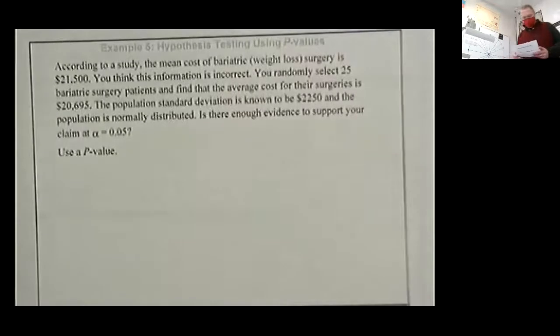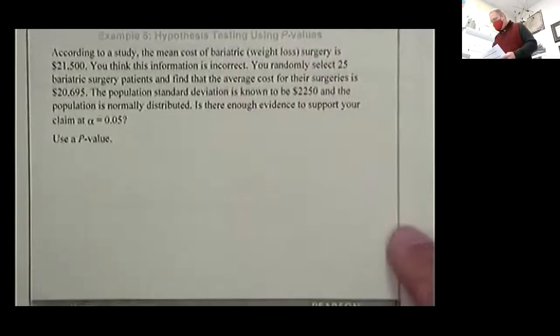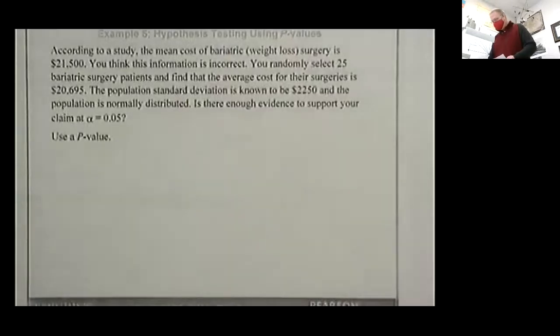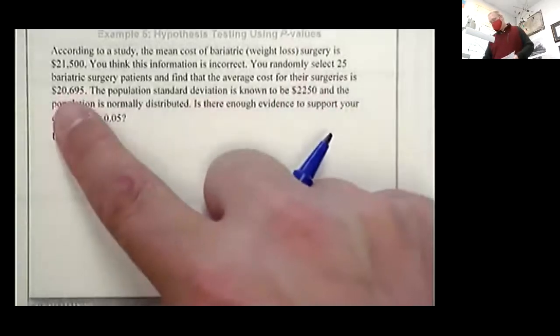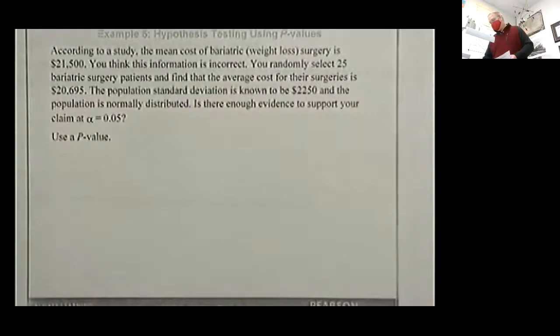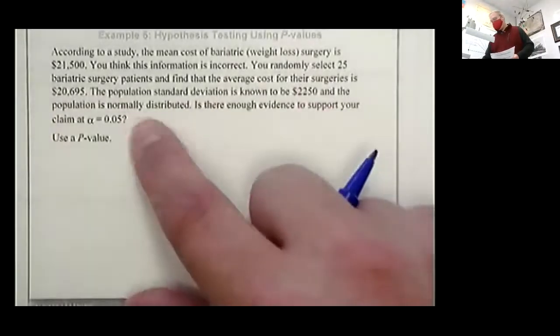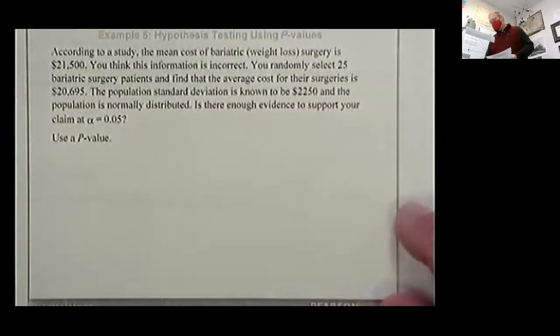Example 5, hypothesis testing using p-values. According to a study, the mean cost of bariatric weight loss surgery is $21,500. You think this information is incorrect. You randomly select 25 bariatric surgery patients and find that the average cost for their surgeries is $20,695. The population standard deviation is 2250, and the population is normally distributed. Is there enough evidence to support your claim at 0.05?